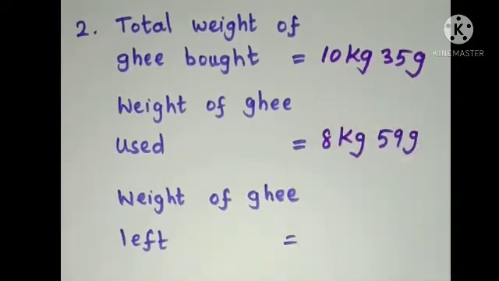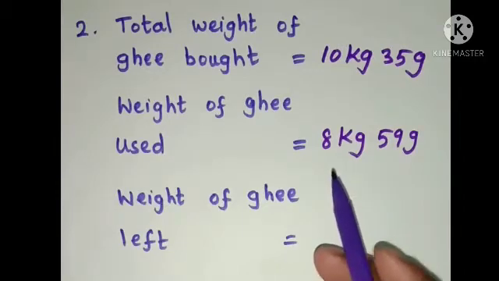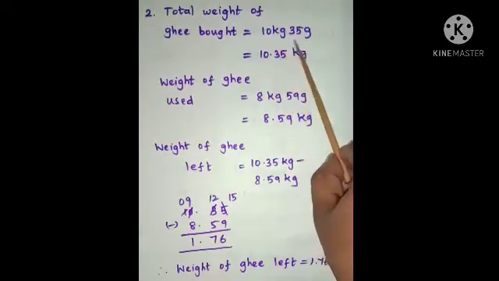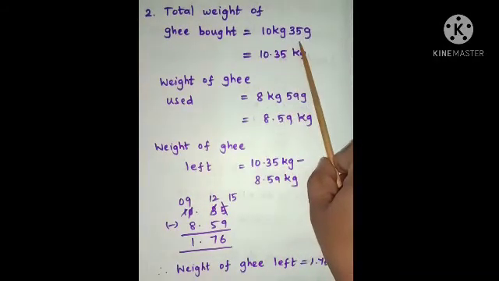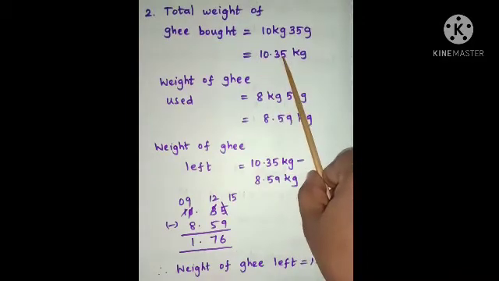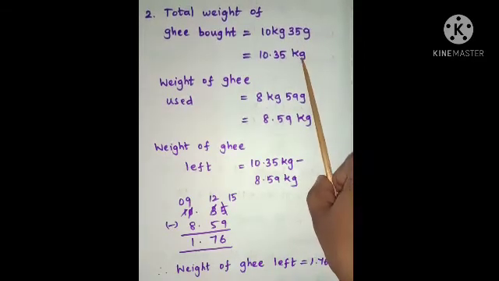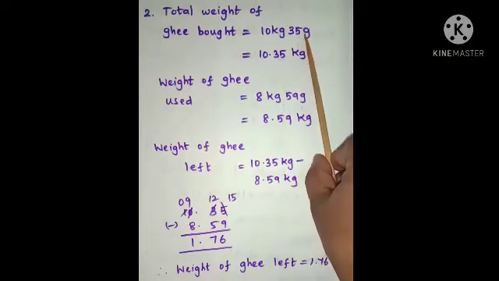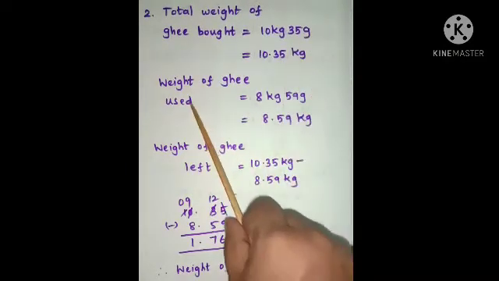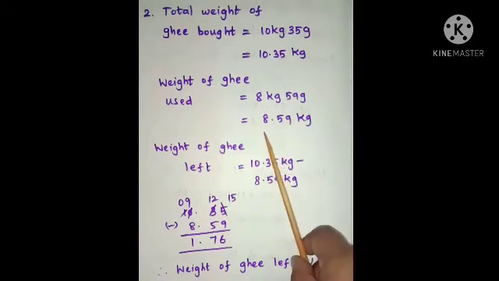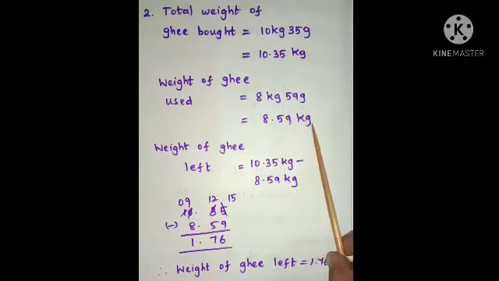Children, here we can write total weight of ghee bought is 10 kg 35 gram. Here we can write in decimal form as 10.35 kg. Here convert 35 gram into kg. So it becomes 0.35 kg. And now children, weight of ghee used is 8 kg 59 gram. So it can be written in decimal form as 8.59 kg.